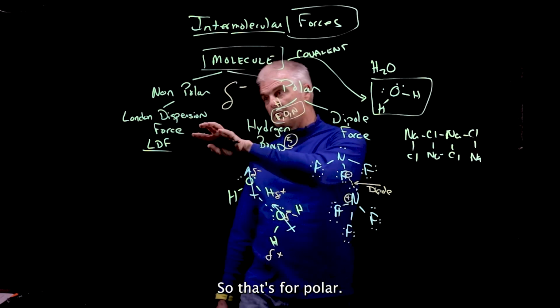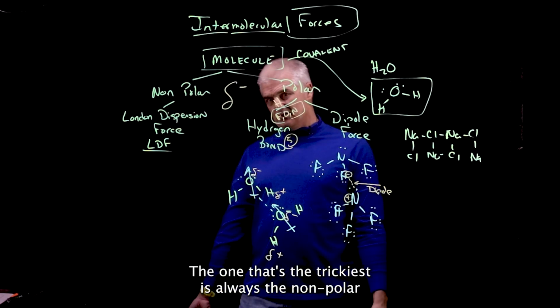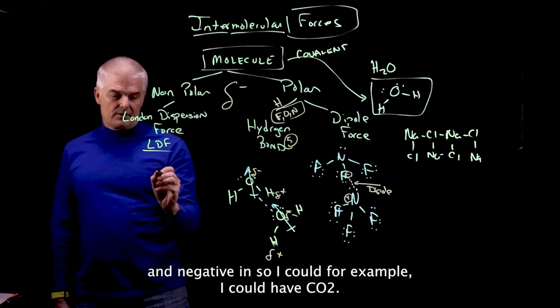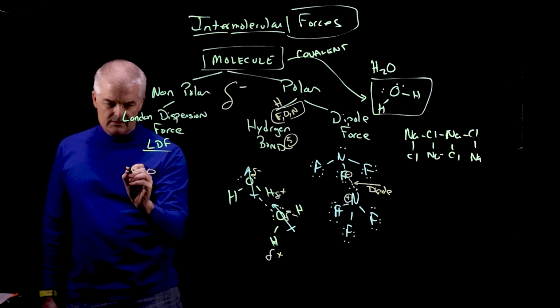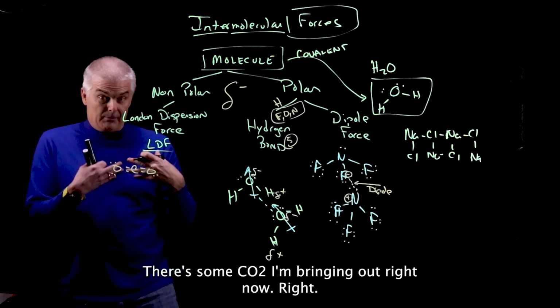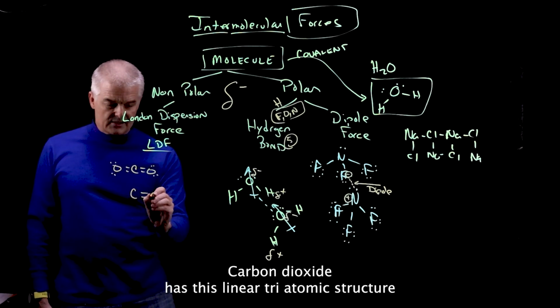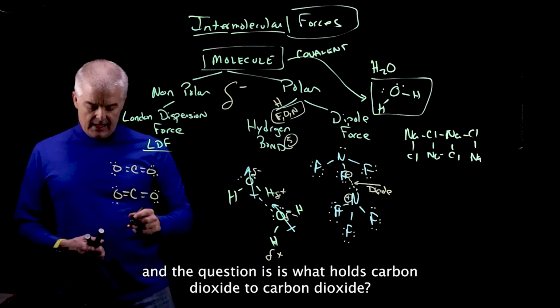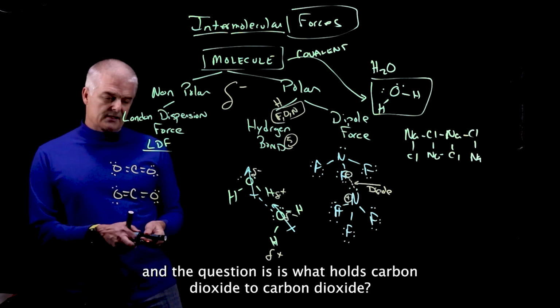So that's for polar. The one that's the trickiest is always the nonpolars, because they don't have positive ends and negative ends. So I could, for example, have CO2. Now, CO2, as you might recall, is a gas. There's some CO2. I'm breathing out right now, right? Carbon dioxide has this linear triatomic structure. And the question is what holds carbon dioxide to carbon dioxide?